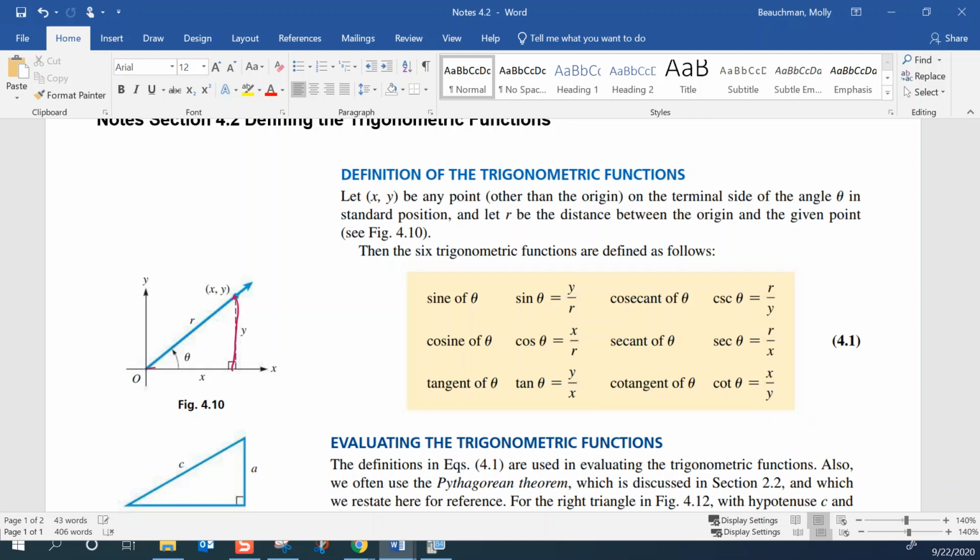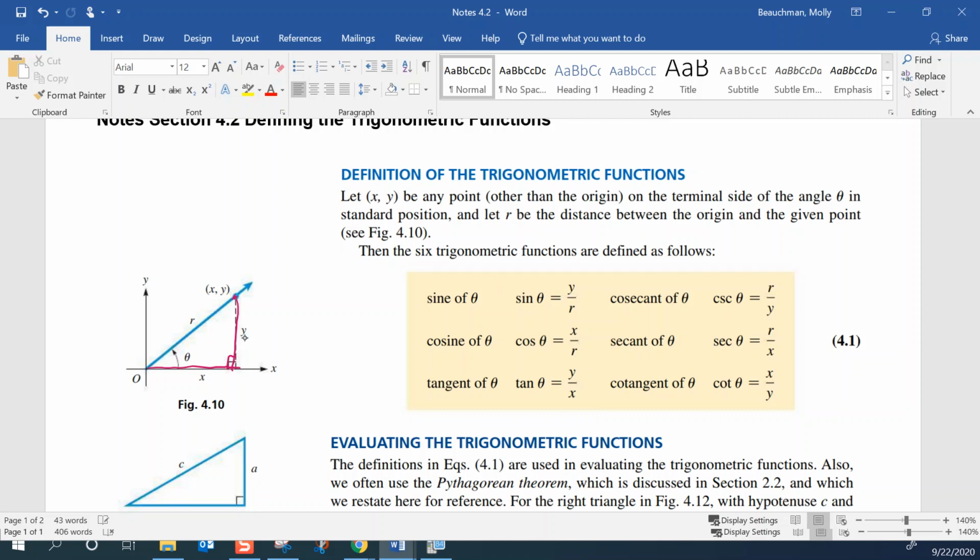That means that if we drop a horizontal and vertical, we get a right triangle with the bottom side of length x, this side length y, and then r is the radius. But that's going to be a value that we can find using the Pythagorean theorem. So for the angle that this makes, we can take a look at three different sides and write ratios of each of the sides. There are 6 different ratios we can look at.